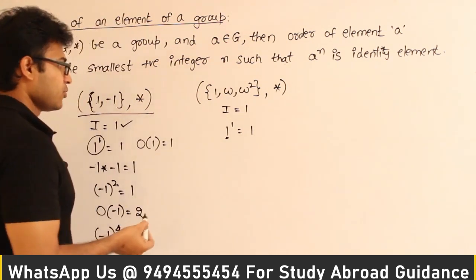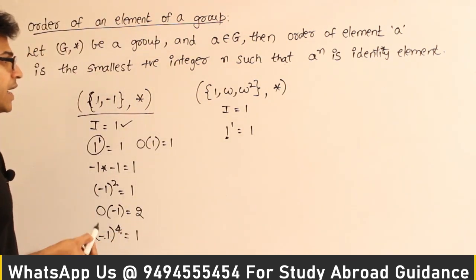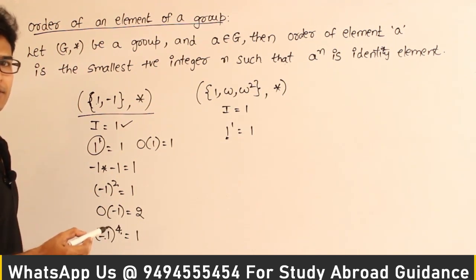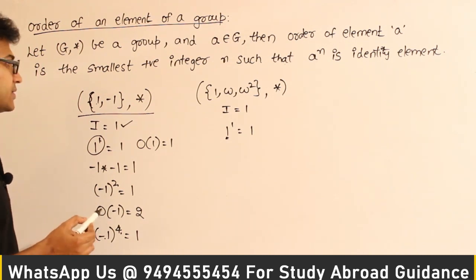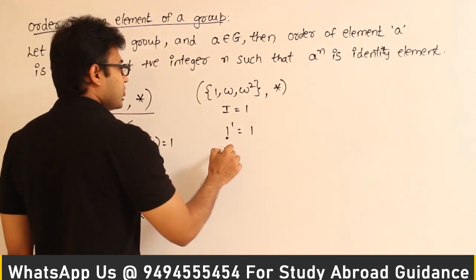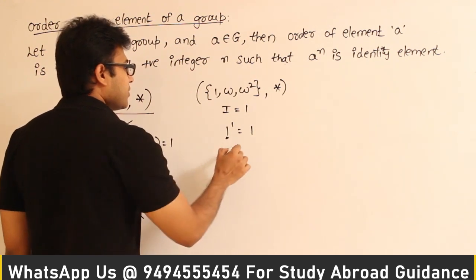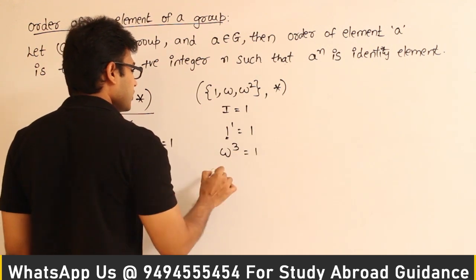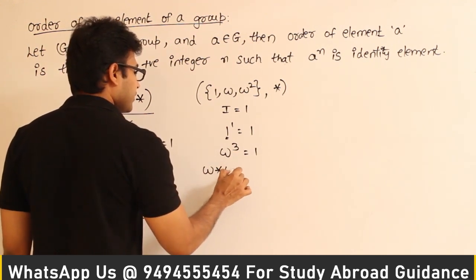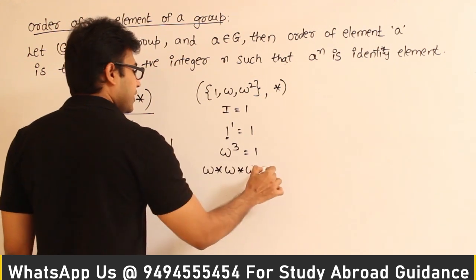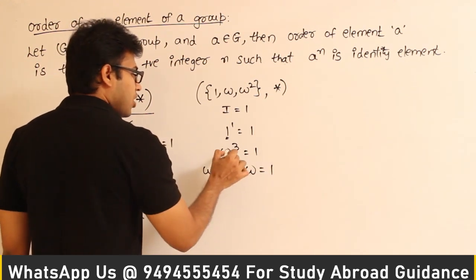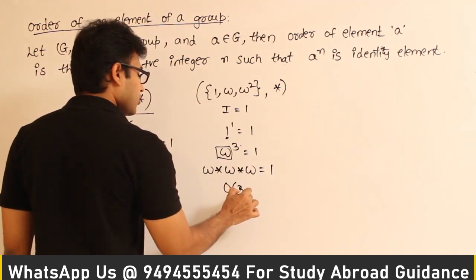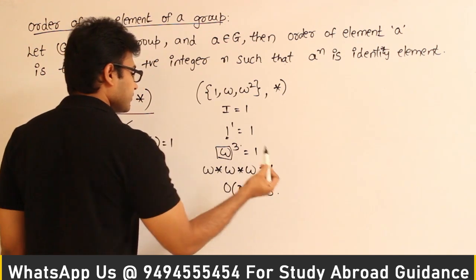So always remember this point. Order of the identity element is always 1 in any group, finite or infinite, it doesn't matter. Always the order of the identity element is 1, right? So what about omega? See this, omega power 1, omega power 2, omega power 3. So omega power 3 equals 1. It means that when I apply omega 3 times, I am going to get 1. Therefore the order of the element omega is 3.